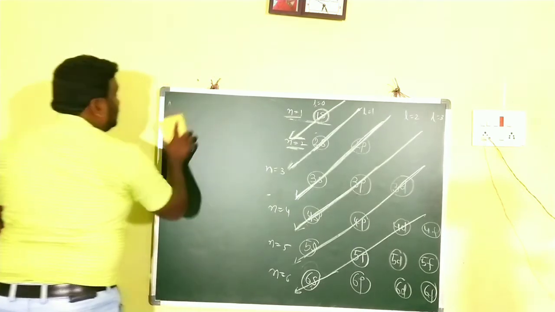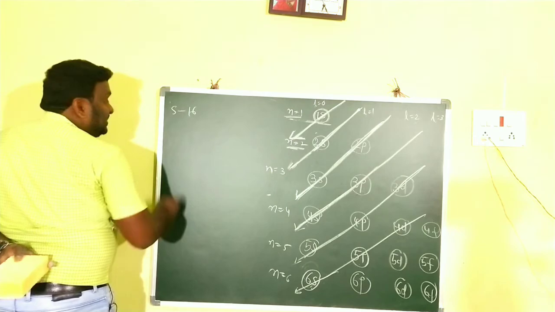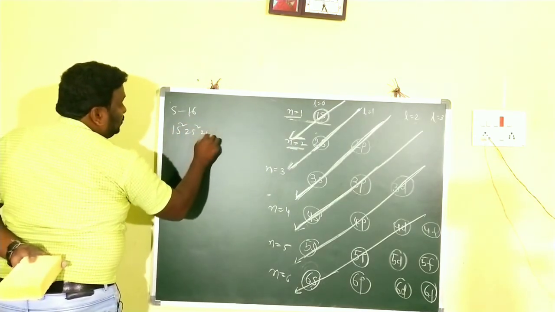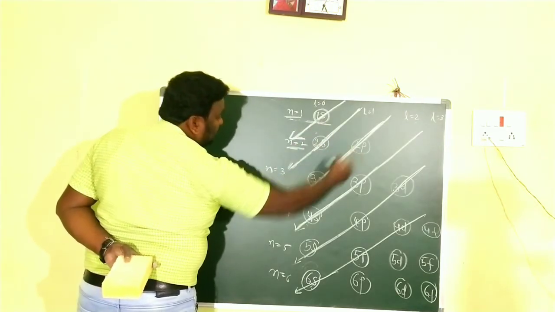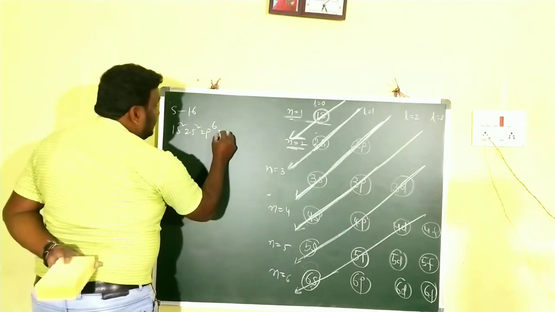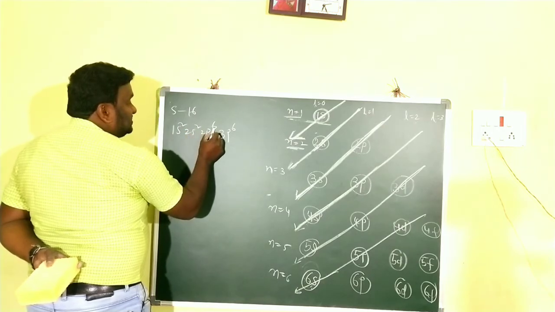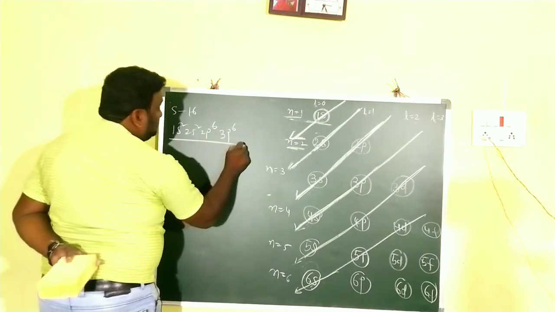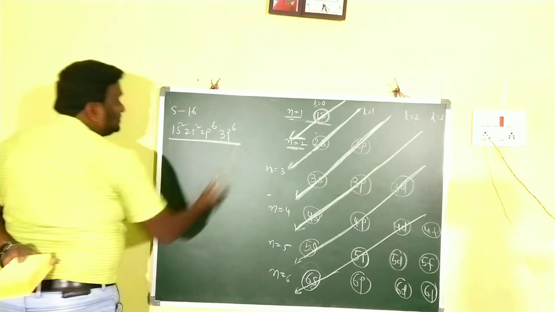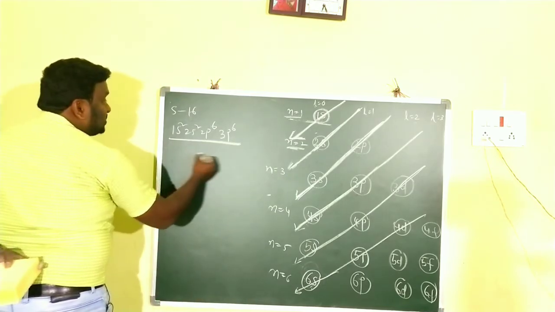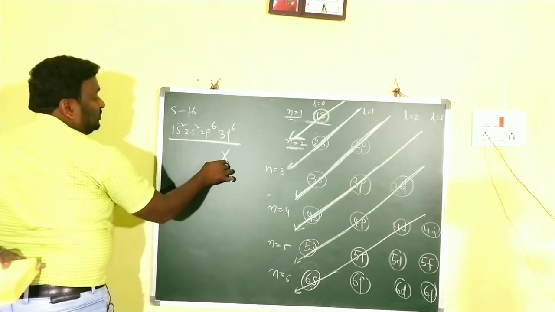And next, I will go for sulfur, 16. Clear? The actual configuration is 1s2, 2s2, 2p6. First we have to fill 1s2, 2s2, 2p6. How many are completed? 10 completed. Now I will write like this: 3p6. 2 plus 2 is 4, 4 plus 6 is 10, 10 plus 6 is 16. So the configuration was given like this. If they give the configuration like this, either right or wrong, which rule is not obeyed? That's the question. So what should I say? This is wrong.